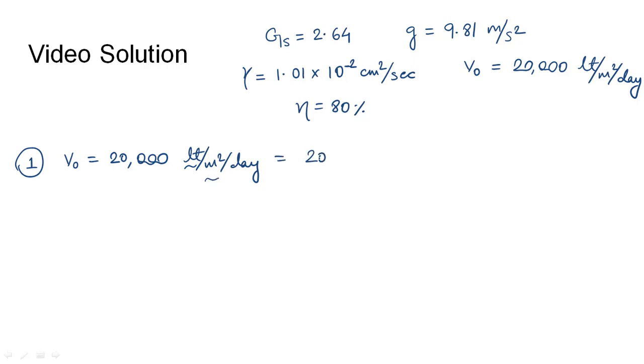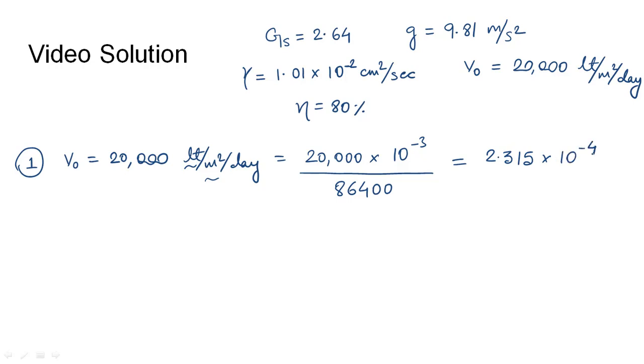Trying to convert this to SI units, we have 20,000 in liters, so we would multiply it by 10 to the power minus 3 to convert it to meter cube, and we need seconds in the denominator, so we will divide it by the number of seconds in a day, that is 86,400. Calculating this would give us V0 as 2.315 times 10 to the power minus 4 meters per second.